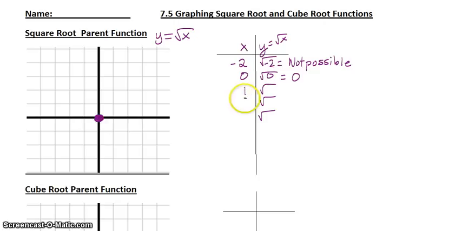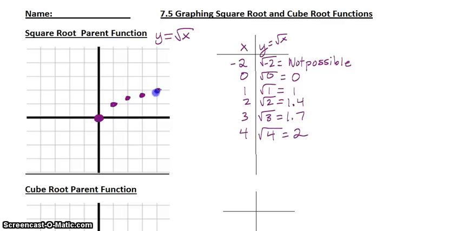Next, we'll just do a few here, up through 4. So the square root of 1 is 1. Cool. So 1 comma 1 is my next dot. The square root of 2 is 1.4. So 2 comma 1.4. Just do your best, kind of approximate it. Square root of 3 is 1.7. So 3 comma 1.7. And then last but not least, the square root of 4 is 2. And so this is my graph. And notice it started at 0 because I can't have any negative x's because I can't have the square root of a negative.